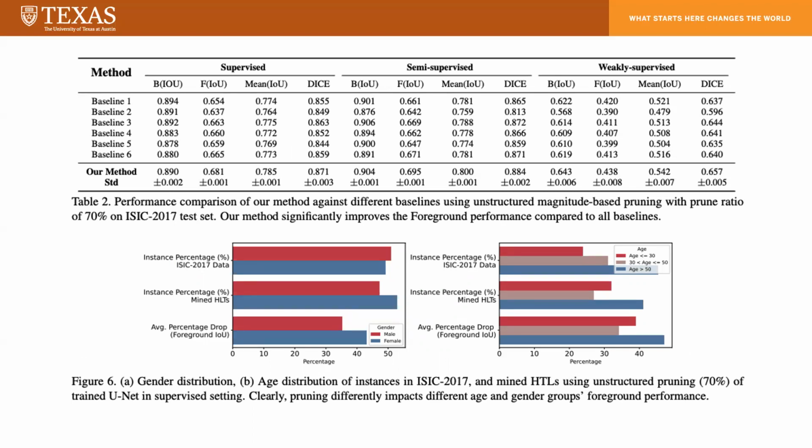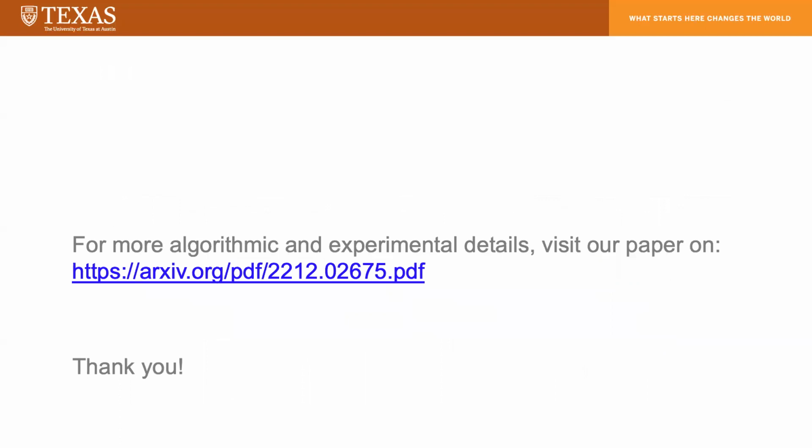In addition, very interestingly, an in-depth analysis of HLTs using demographic attributes such as gender and age revealed that pruning impacts some of the demographics more significantly than others, eliciting the complex and subtle imbalances in the data going beyond the class distribution. For more algorithmic and experimental details, please visit our paper.